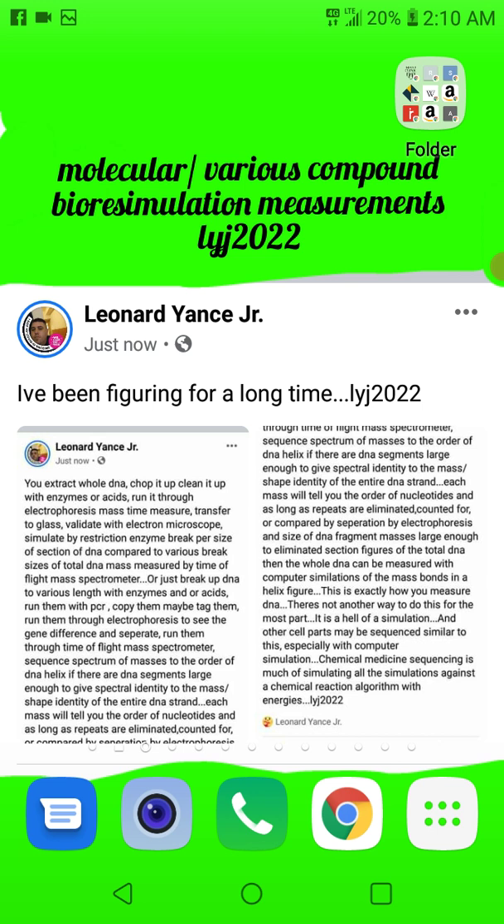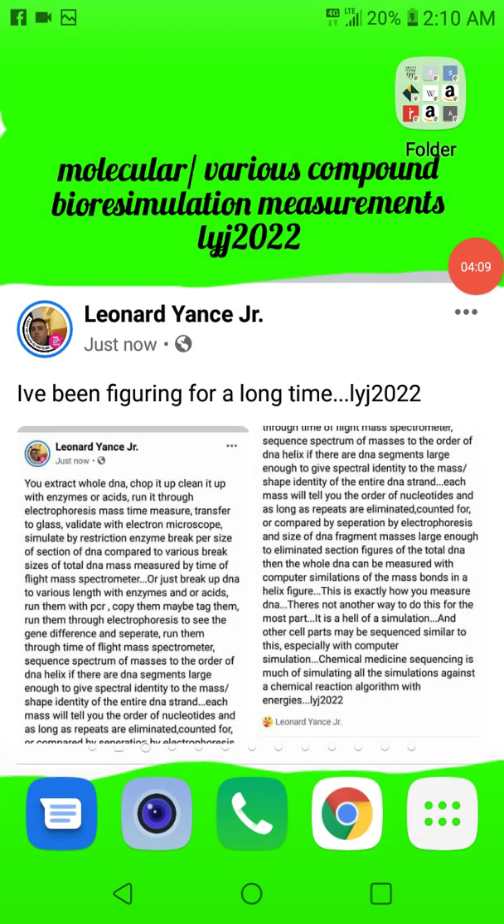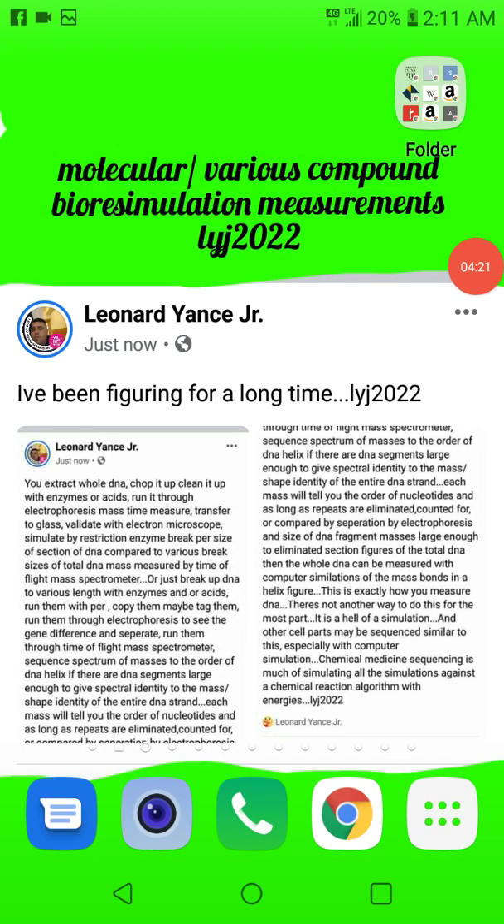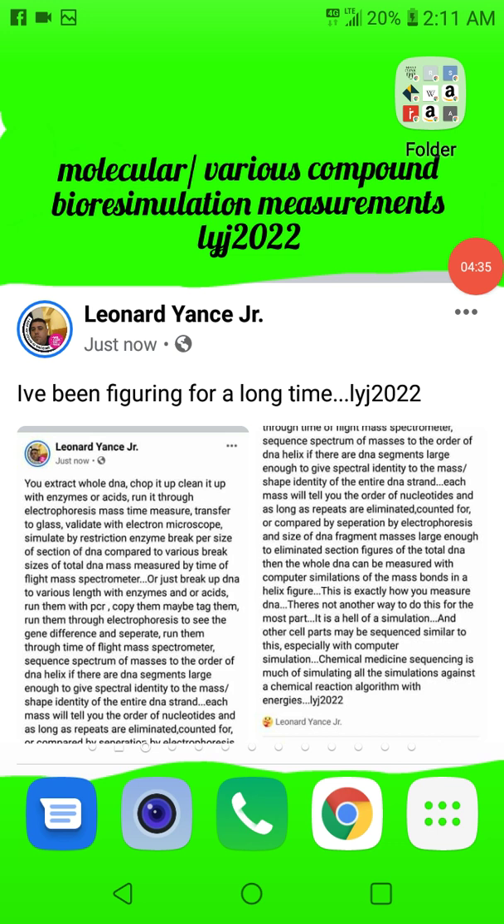Chemical medicine sequencing is much of simulating all the simulations against a chemical reaction algorithm with energies, different kinds of energies. And that is pretty much molecular various compounds bioresimulation measurements. That's what you do when you want to learn how to heal the human body and defeat death and prescribe a medicine. You have to compare all of the molecular structures, the sequences, all the compounds, and it's a lot of sequencing, but that's how you do it. You do it with spectrometry, basically.